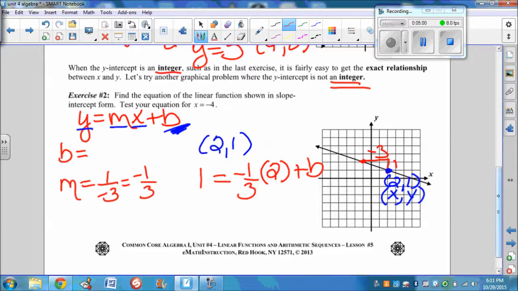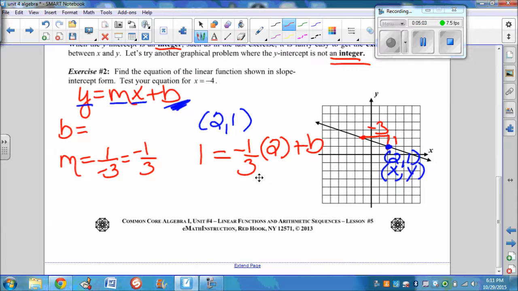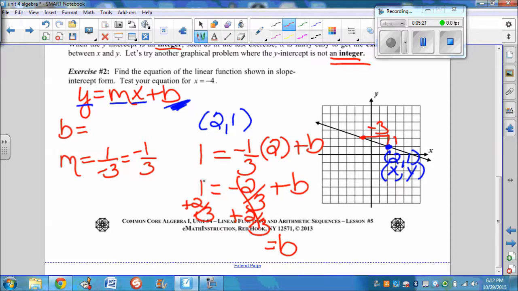Now we've got an equation where we only have one unknown, where we can solve for b. So 1 equals negative 2/3 plus b. I'm solving for b here, so I've got to add 2/3 to both sides. And lo and behold, I have b all by itself. So 1 plus 2/3 is 5/3. Let's keep that as an improper fraction. Don't go to the mixed number, okay?